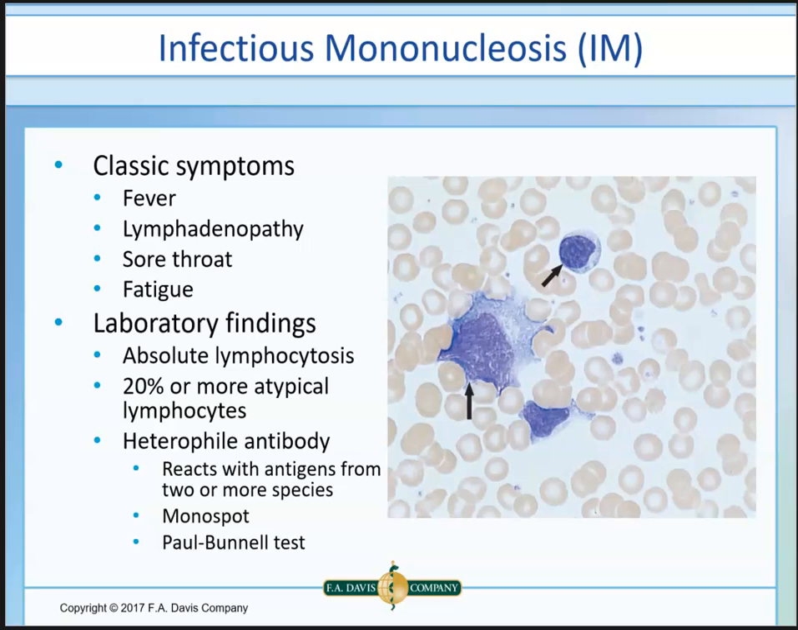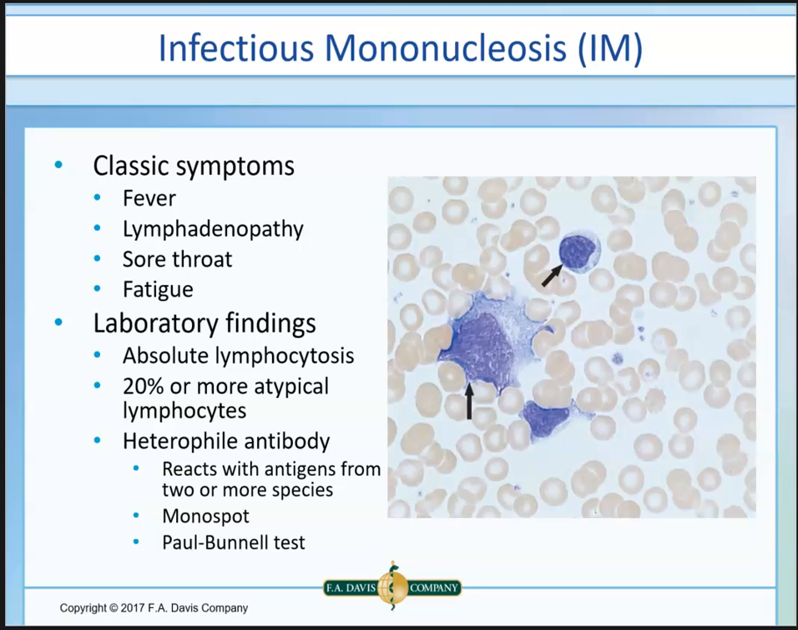So the testing they can do is called a heterophile antibody. When somebody has it, the antibodies seem to react to different species, like horse red cells, bovine red cells, sheep red cells. We seem to see agglutination with that. There's actually a monospot test that's out there that looks just for that. It can be done as a rapid EIA kind of test, and we'll actually do that for our serological testing. The Paul-Bunnell test is just an older method.